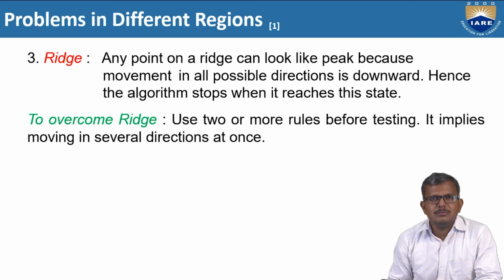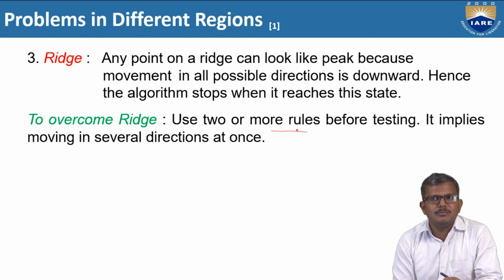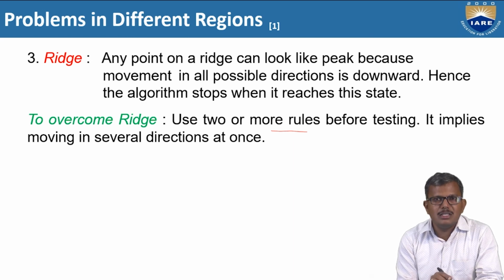The third one is the ridge. If your algorithm is facing a ridge kind of problem, you need to make use of two or more rules before testing. What it implies is that it is going to move in several directions at once.